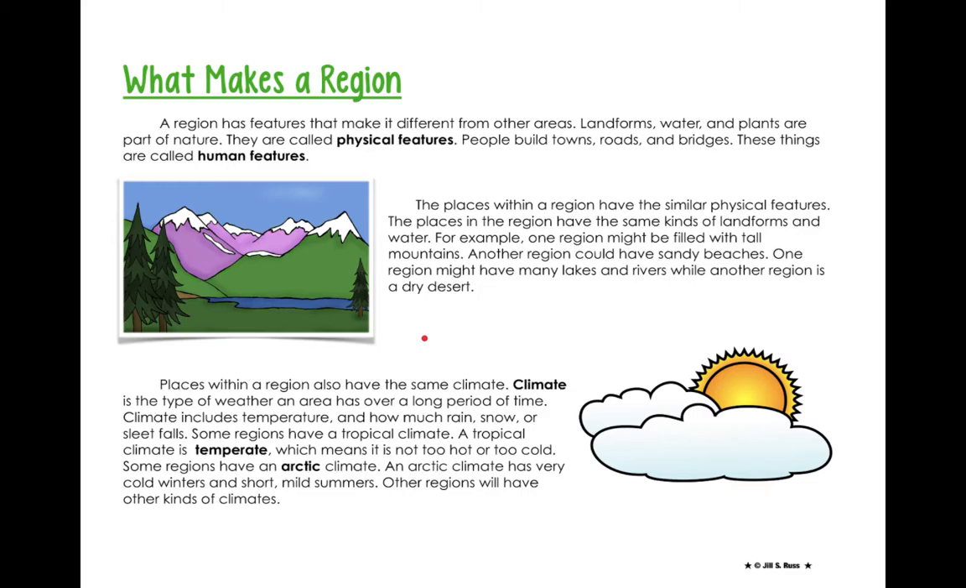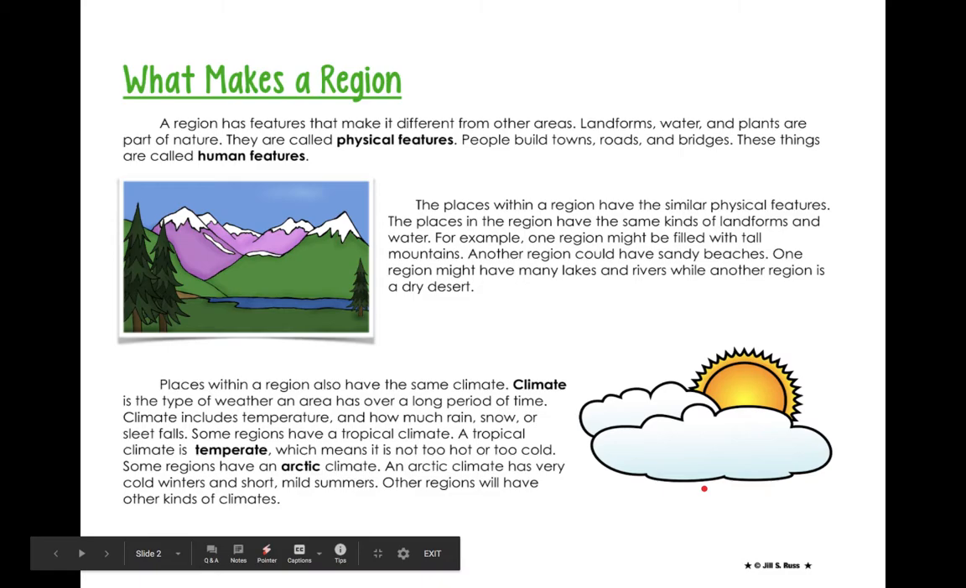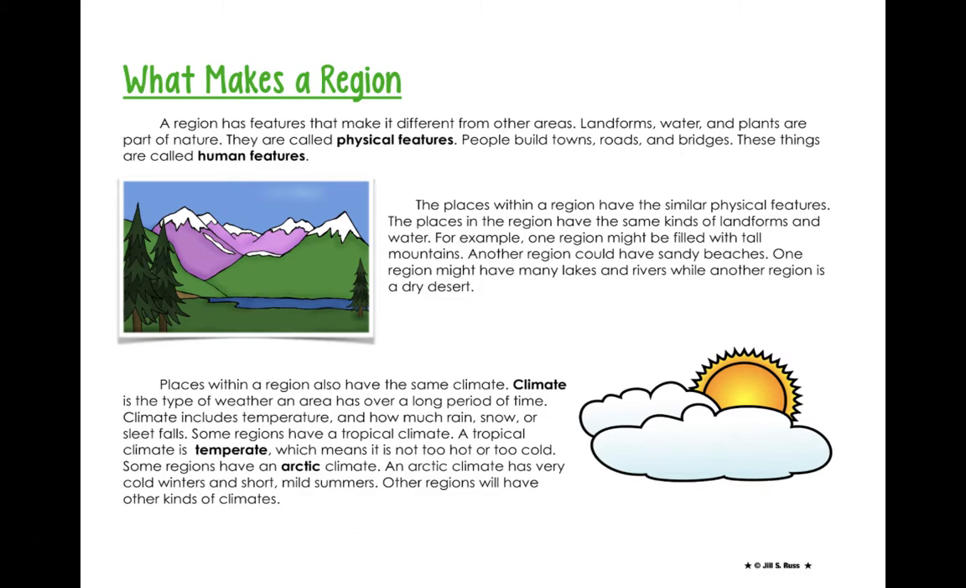Places within a region also have a similar climate. Climate is the type of weather an area has over a long period of time. Climate includes temperature and how much it rains or snows. Some regions have a tropical climate. Tropical climate is temperate, which means it's not too hot or too cold. Some regions have an Arctic climate. An Arctic climate has very cold winters and short, mild summers.